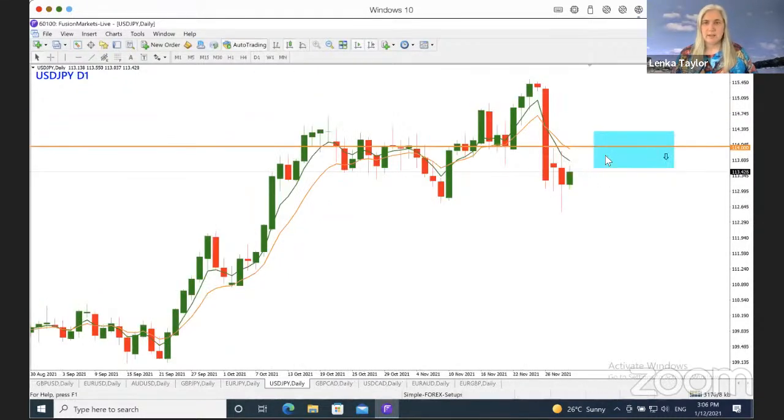So on the daily, anywhere in this area, if we have a reversal, or even if we have a little pullback to maybe halfway there, and then a reversal pattern, then I'm looking for a short on USDJPY.